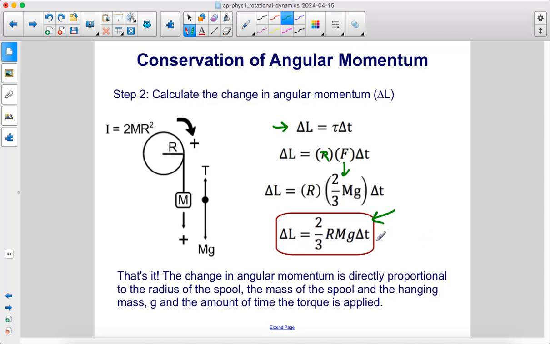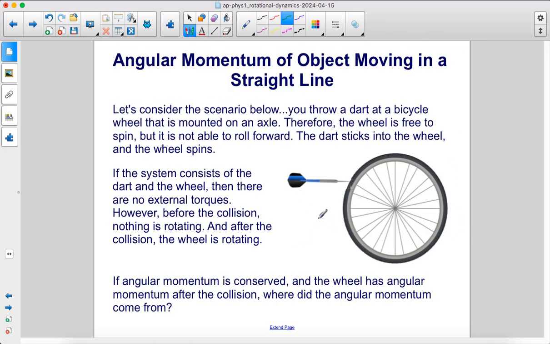It's directly proportional to the radius of the spool, the mass of the spool, and the hanging mass, which is also the same m, g, so it depends on the planet you're on, and the amount of time that the torque is applied. Let's consider the scenario below.